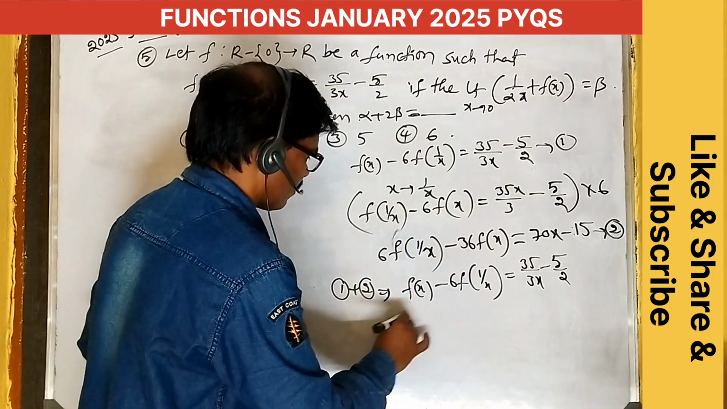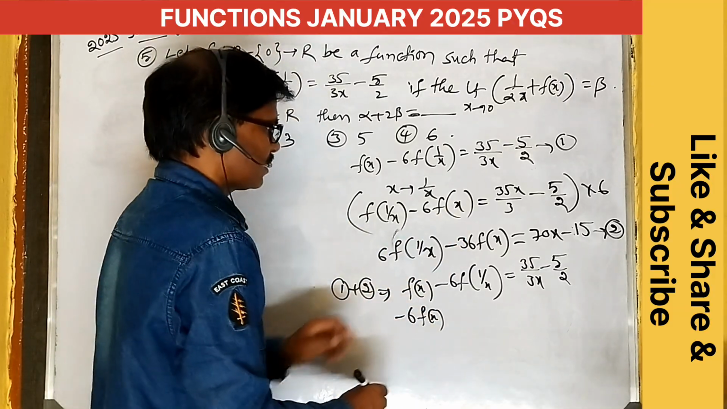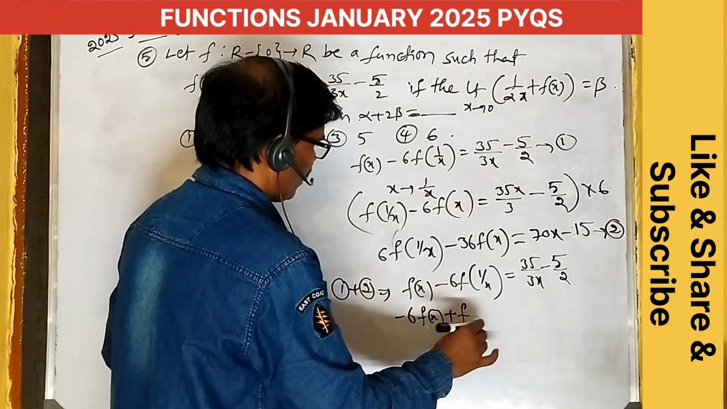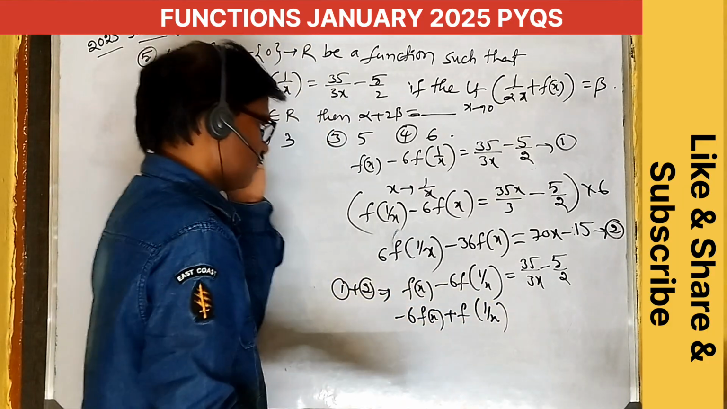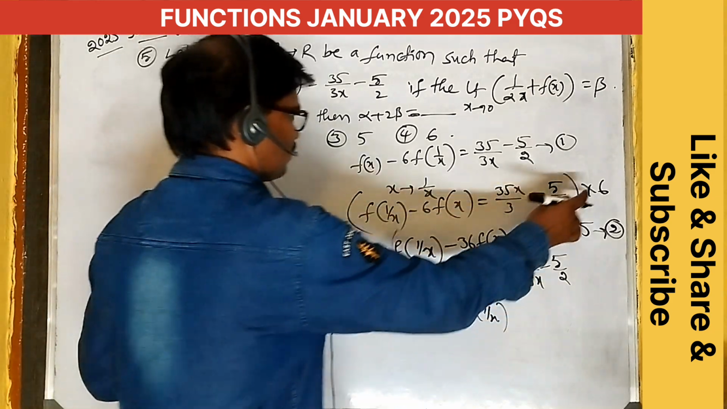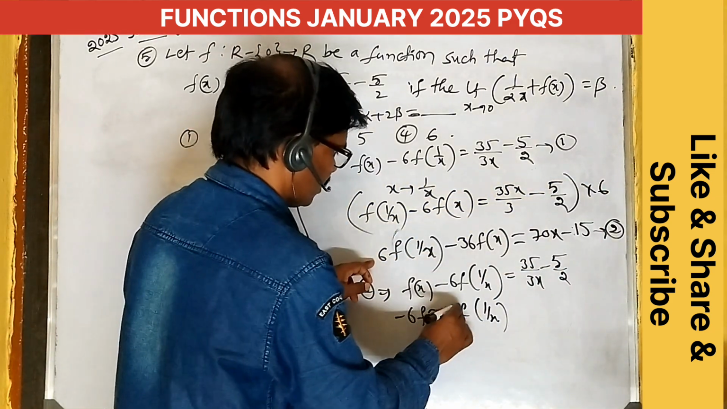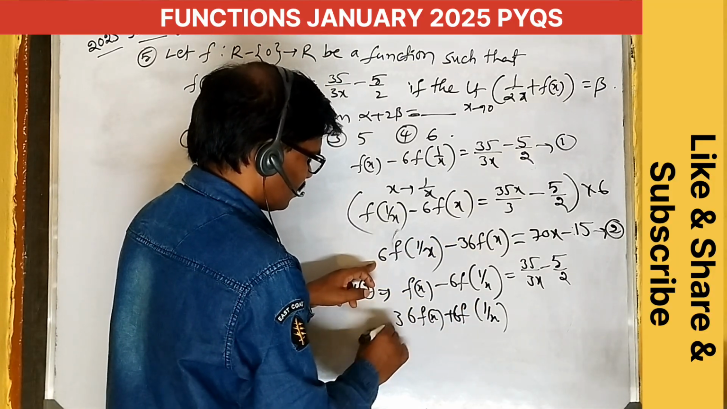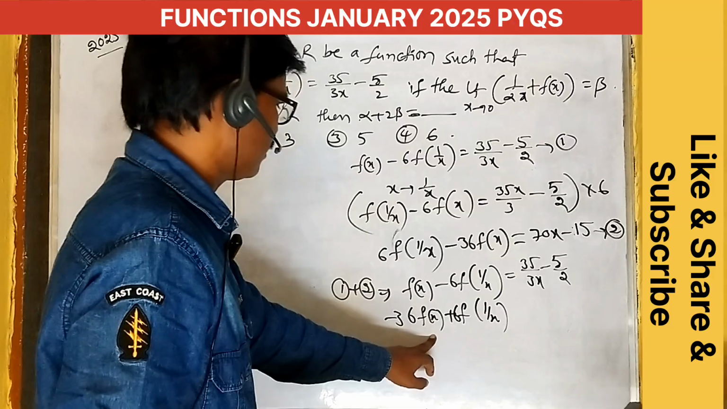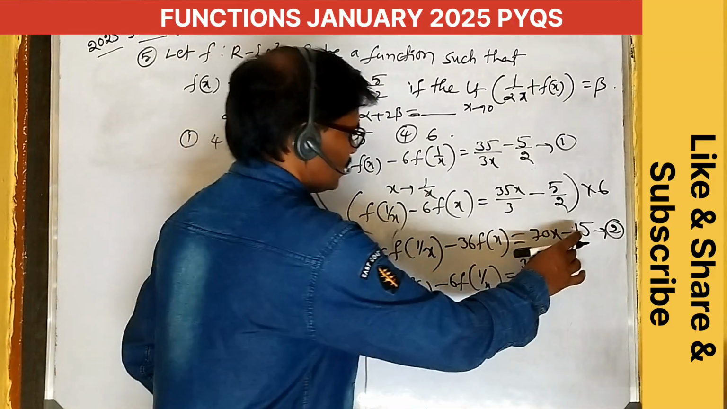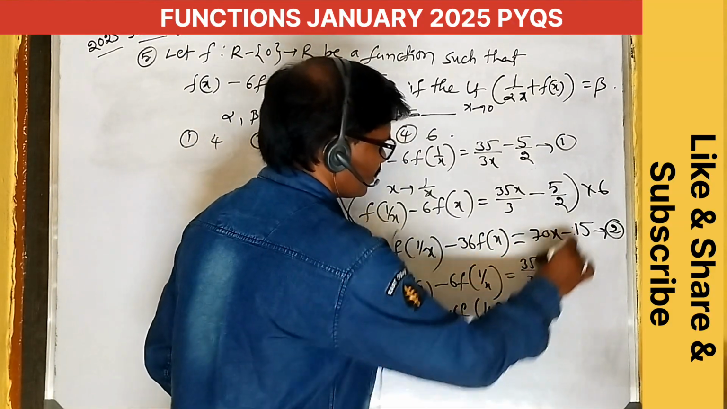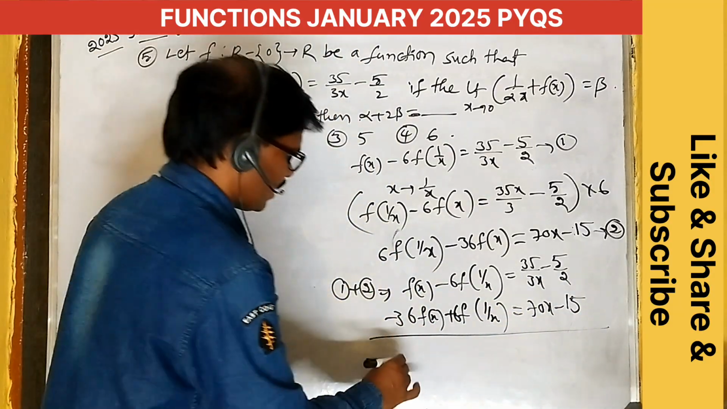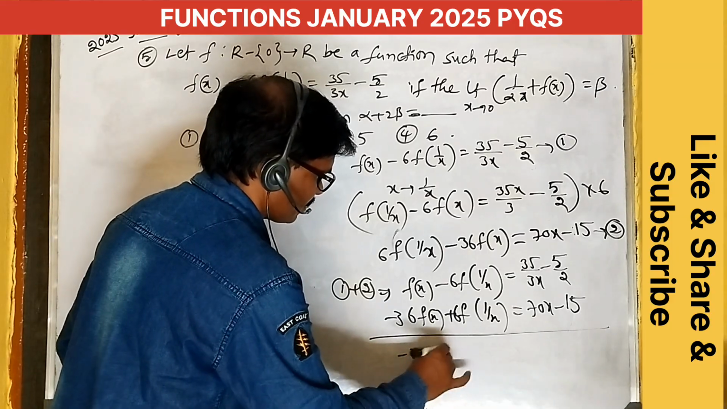Here f of x is equal to minus 6 into f of 1 by x. 6 multiplied with this means 6 into 1 by f of x. This is 36, so minus 36 f of x. Next, this is 70x minus 15. Both are addition, so this is minus 35 f of x.